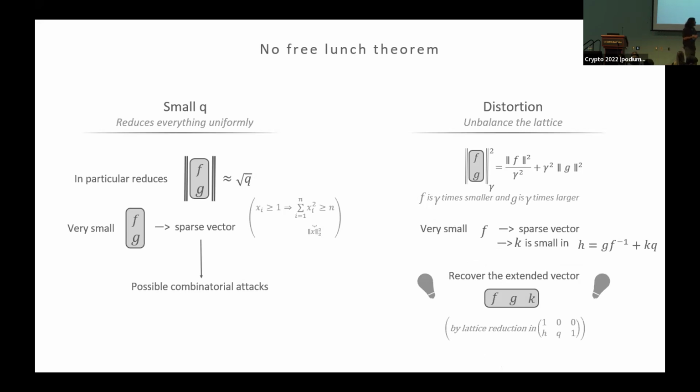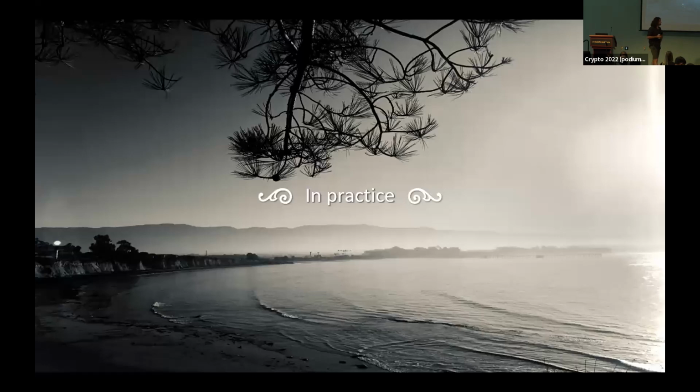You can go even further than that. If f is very small, then k is small in the equation h is equal to g f minus 1 plus kq. So by construction, I said that h was g over f mod q. So it means that we have a coefficient k such that h is equal to that, the number of modular reductions mod q we are doing. So what we can do, since this is also small, is to recover the extended vector fj and this k, and we can recover it by doing lattice reduction in the public basis (1, h, 0, q) extended with (0, 1). And we can combine that with the guessing thing I just explained. So in practice, what does this give?